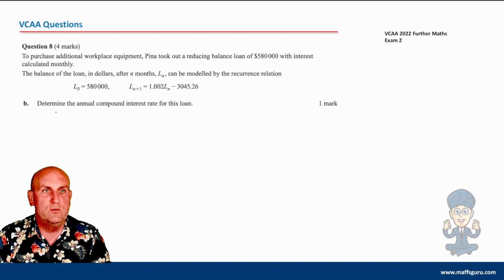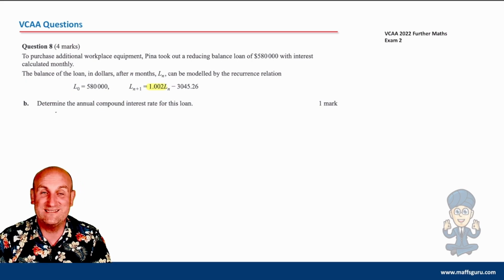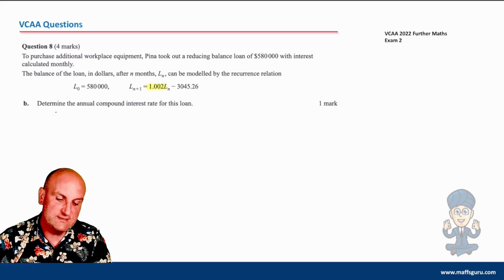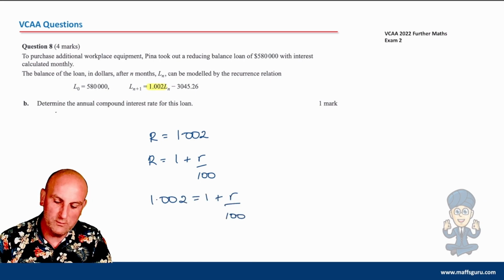Determine the annual compound interest rate. They want annual rate. But this isn't an annual rate. That 1.002, again, is not an annual rate. That is my capital R. So determine, so capital R in this situation is 1.002. We know that capital R is given by 1 plus little r on 100. So I've got 1.002 equals 1 plus little r on 100. What do? Well, I can solve that.